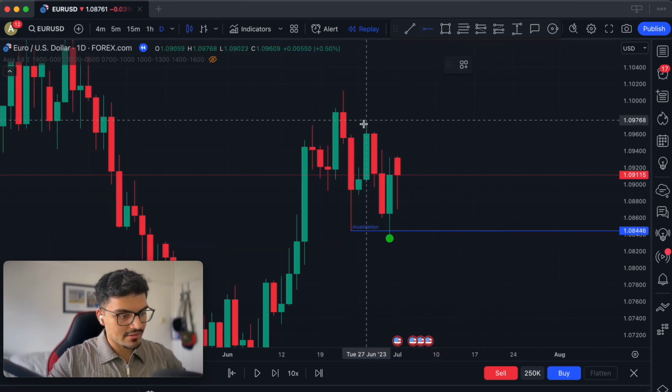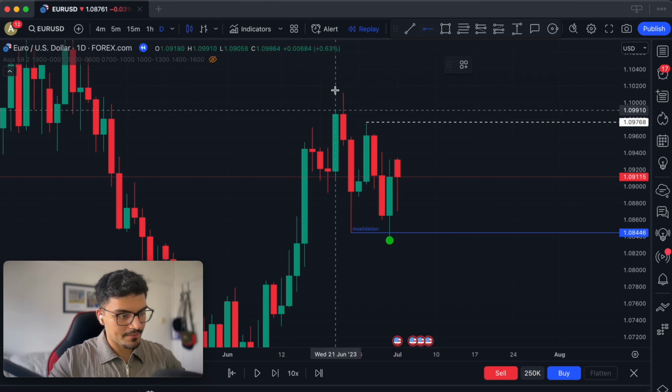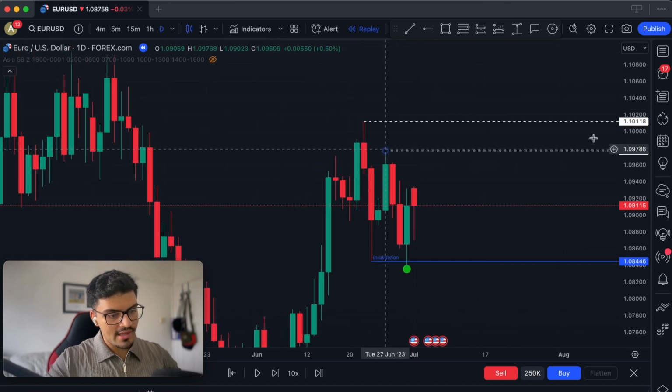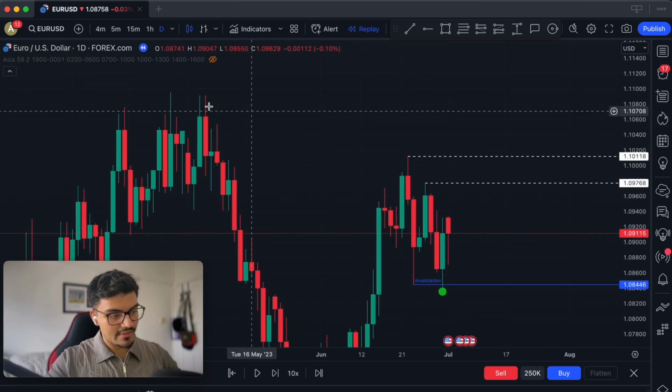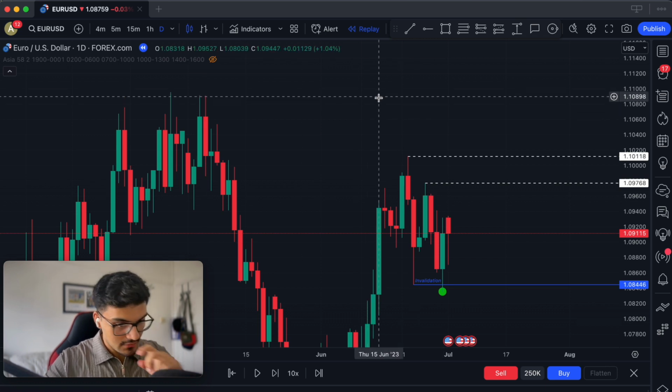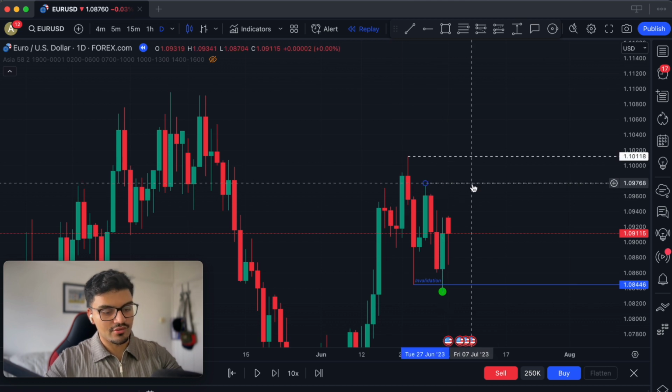So targets wise, we have a target there and a target there. In terms of draws on liquidity, that's where I expect the daily to go. And if we're pushing through that with momentum, then we have some nice equal highs right there. So I expect daily to go to around 1.109, that sort of area.